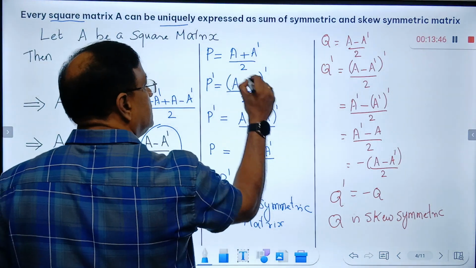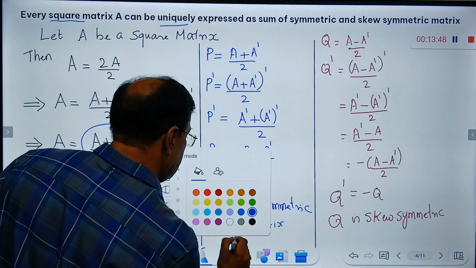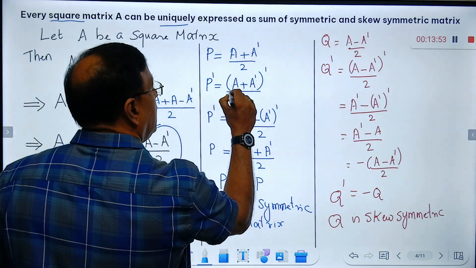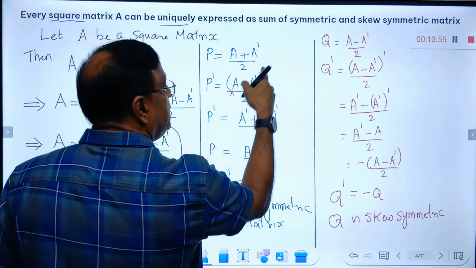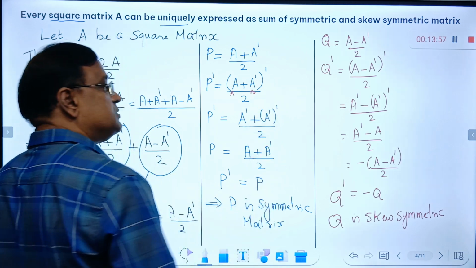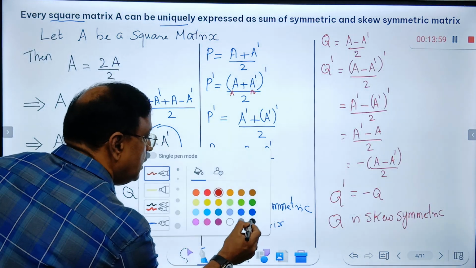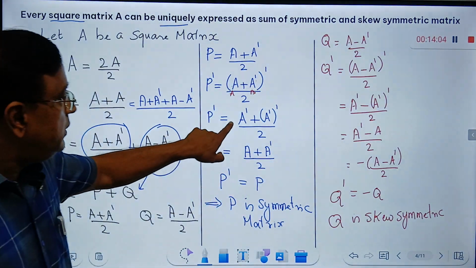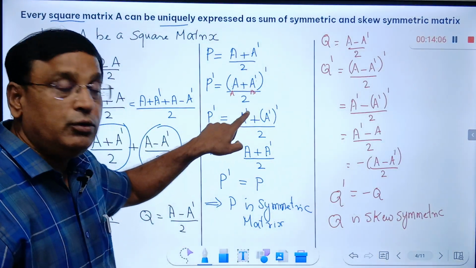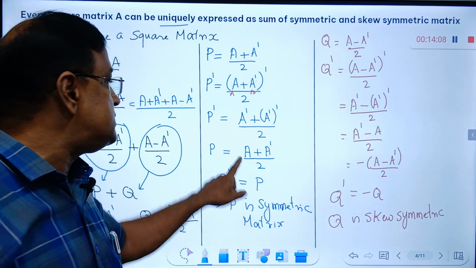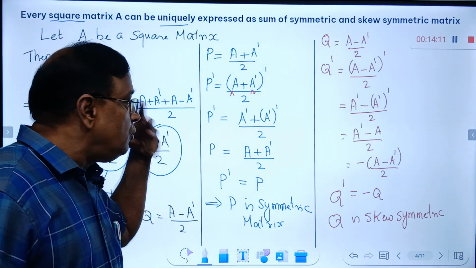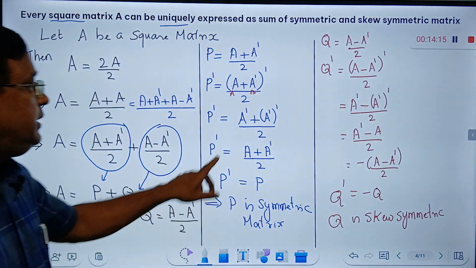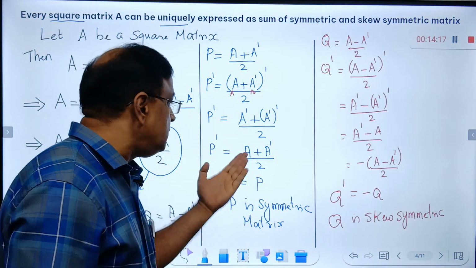You have to look at this as A. You have to imagine this is like your A and this is like your B. So (A plus B) transpose is A transpose plus B transpose. Okay. Now what happens? Now A transpose is A transpose, but you know (A transpose) transpose is A. Now you have got P transpose is (A plus A transpose) by 2, which is nothing but P.